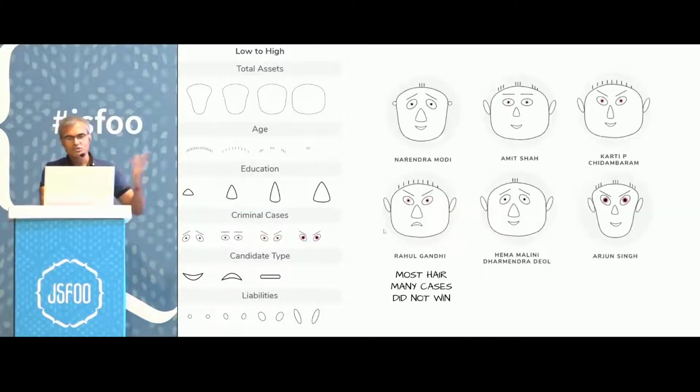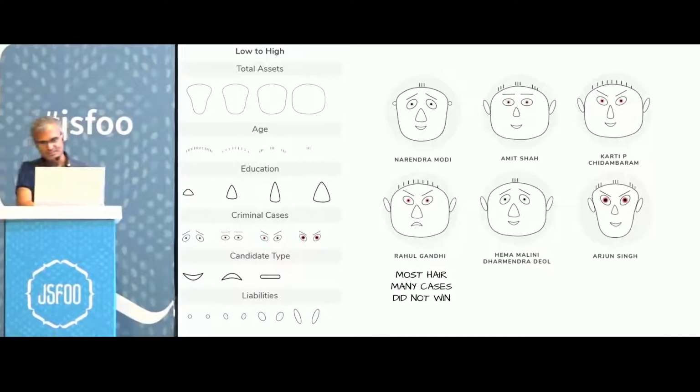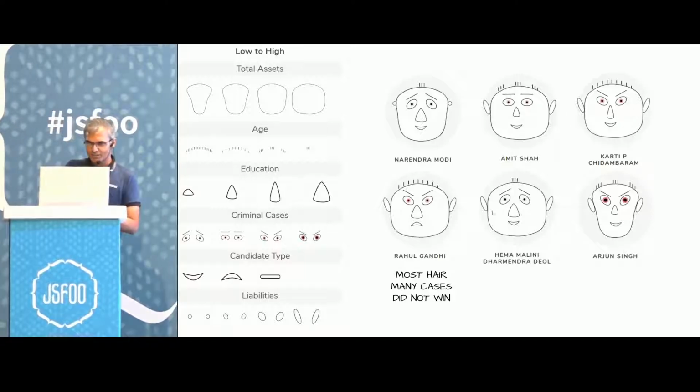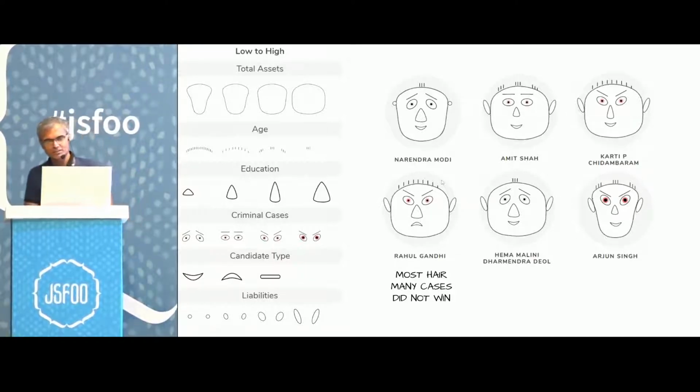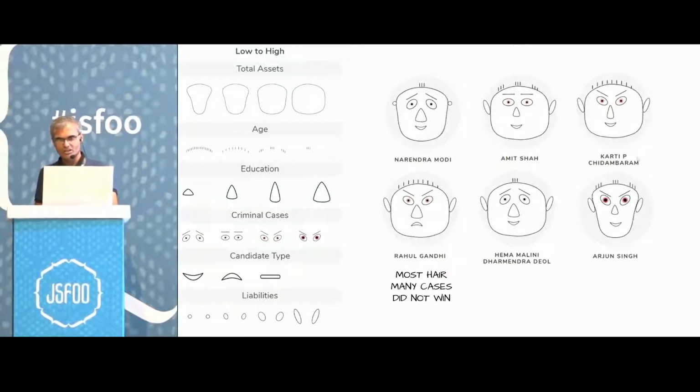So this is what some of the famous people look like. Narendra Modi, slightly innocent face. Rahul Gandhi, not so innocent. Arjun Singh looks positively evil. Rahul Gandhi definitely has more hair. He's among the younger ones. Smiling if they win. So these people won, Amit Shah, Karthi Chidambaram, they won in their constituencies, whereas Rahul Gandhi did not.